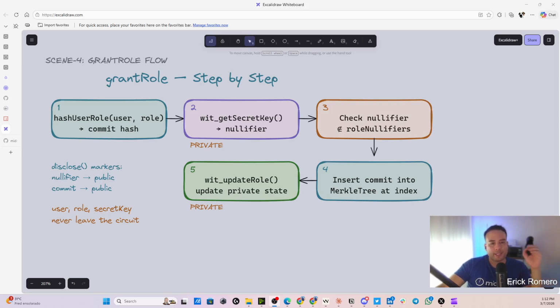Now, and this is a little bit subtle, the contract uses the disclose clause on both the nullifier and the commitment before they go on chain. Disclosure means these values become part of the public transaction data, but that's fine. The nullifier is derived from a secret key nobody else has. The commitment is a hash nobody can reverse. Making them public doesn't leak the private input. It just makes the Merkle tree and nullifier set verifiable by anyone.